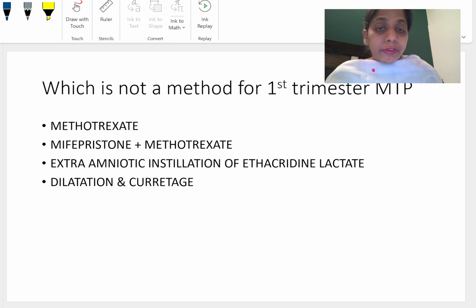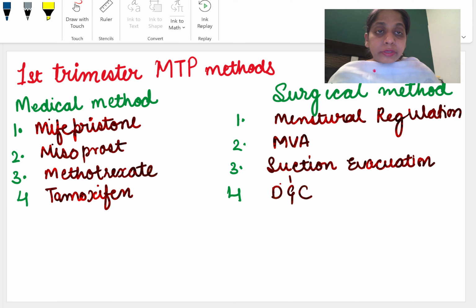Okay, the first trimester MTP methods are broadly of two types: medical methods and surgical methods. The medical methods include drugs. The drugs which can be used are mifepristone, misoprostol, methotrexate, tamoxifen. Instead of mifepristone, sometimes we use tamoxifen and misoprostol combinations also. The other method is the surgical method, and in surgical methods there are mainly four procedures: menstrual regulation, MVA, suction evacuation, and D&C. Okay, so that was all about the first trimester methods.